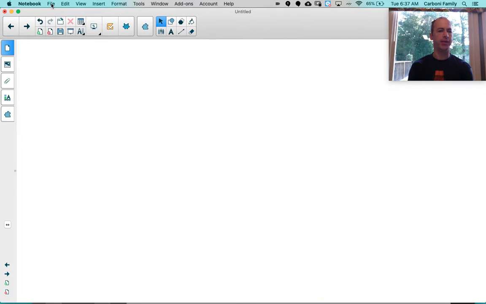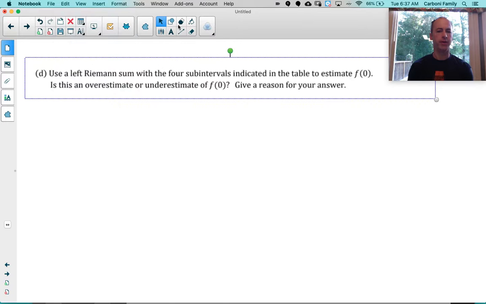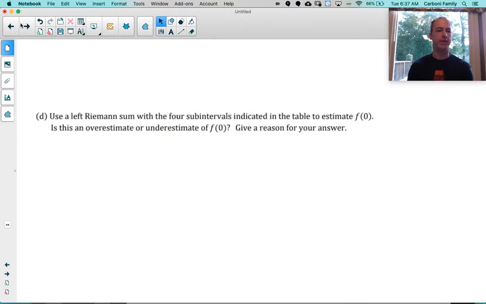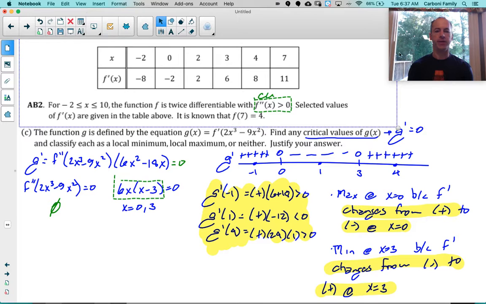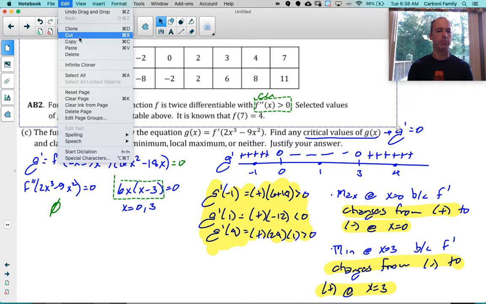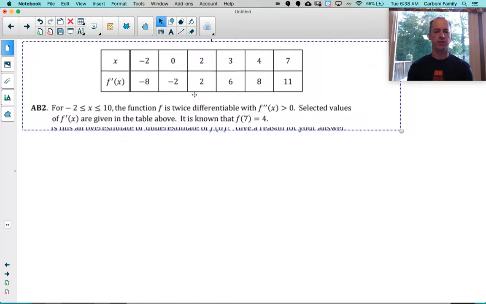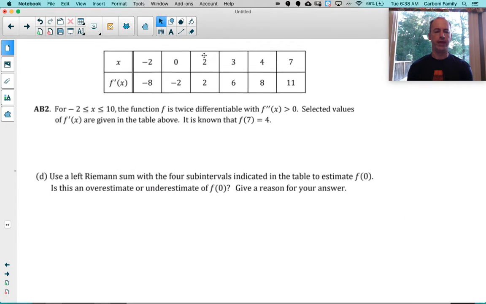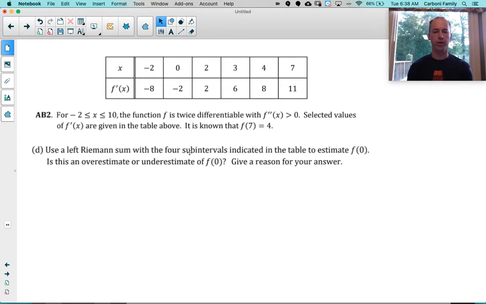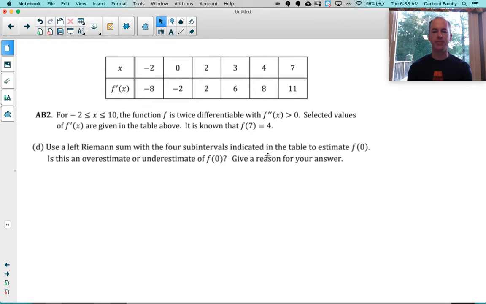All right, so I now need to paste that part that I cut. We're going to do part D. This is a Riemann sum question. And so let's see, copy over, paste. Let's see how this one works out. So we're doing a left Riemann sum with 4 intervals indicated by the table to estimate f of 0. Okay, and we have f of 7, and they gave me f prime. All right, so I'm going to do a left Riemann sum.